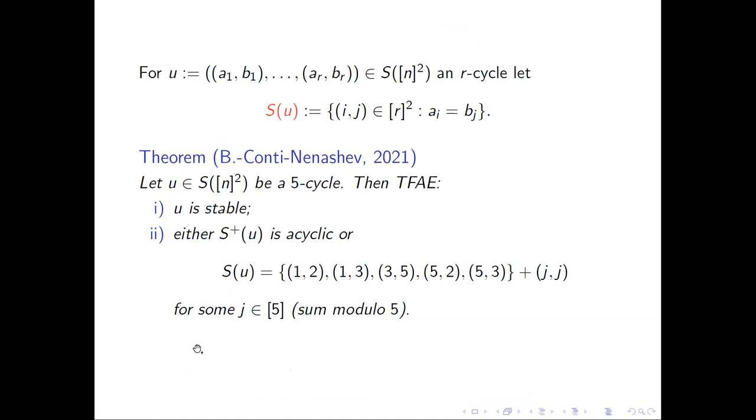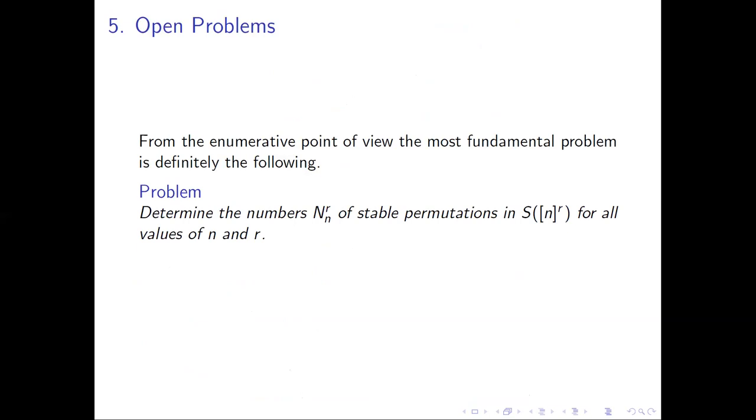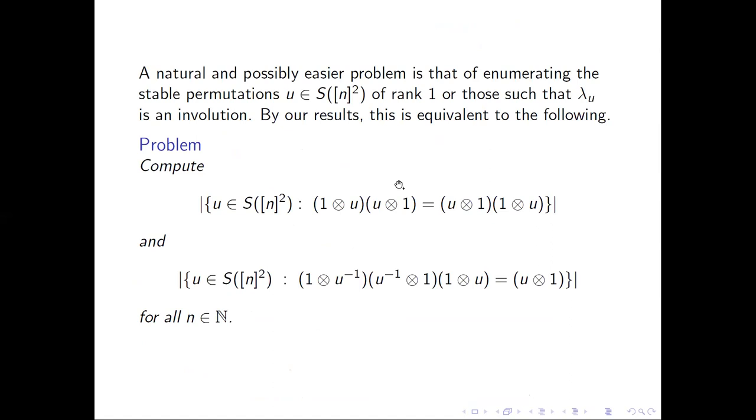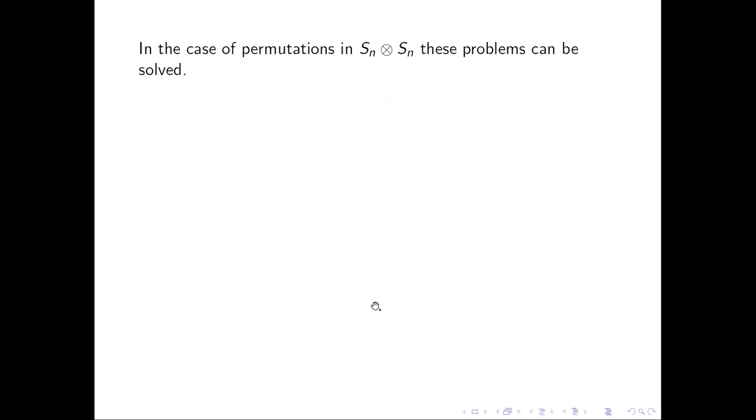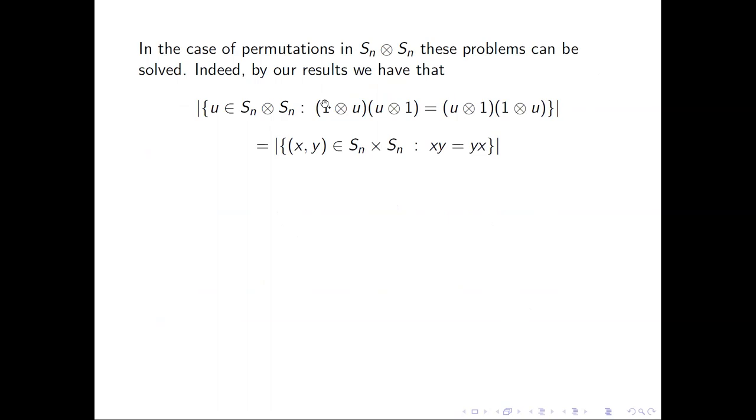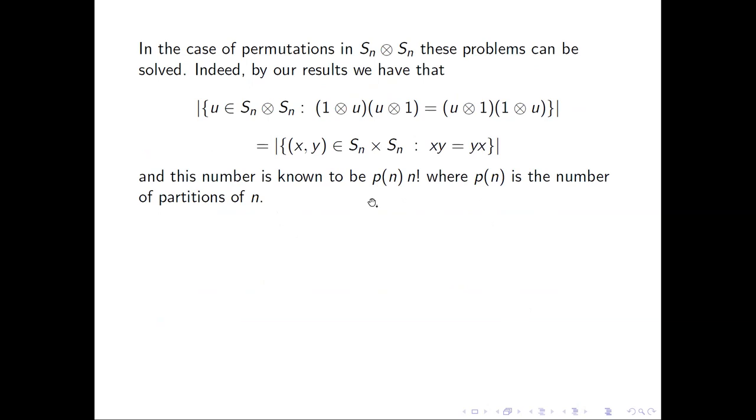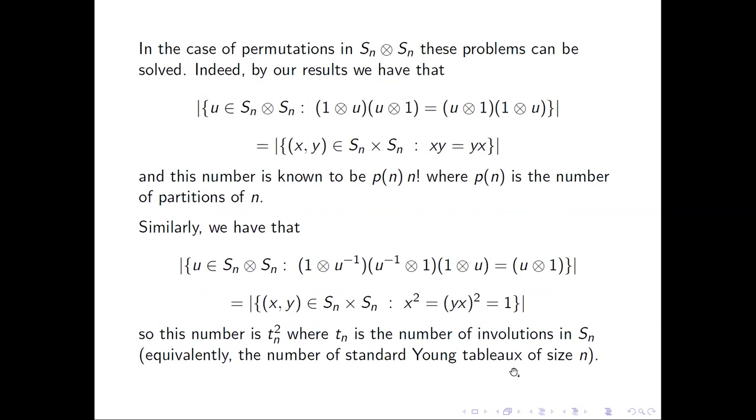So I think the open problems, what can I say, determine these numbers, maybe restricted to permutations of rank one that are involutions maybe, or such that lambda u is an involution. You get these counting problems. You have nothing to do with Cuntz algebras, just count permutations of the discrete square that satisfy this equation or this equation. And if you take permutations of Sn tensor Sn, then these become well-known numbers. So you just compute them. The first one is number of partitions times n factorial. And the second one is number of standard Young tableaux of size n. So I think I will stop here.